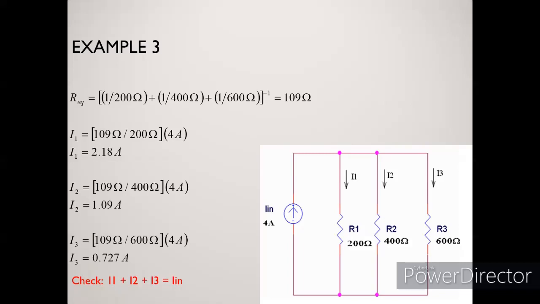So by using the formula, to find I1, it's 109 ohms, which is the R equivalent, over R1 times I in. So that will get us 2.18. It's the same with I2, R equivalent over R2 times I in will get I2, and it's the same for I3. And if you want to check your answer, it's very simple. You just use Kirchhoff's current law, which is I in equals I out.